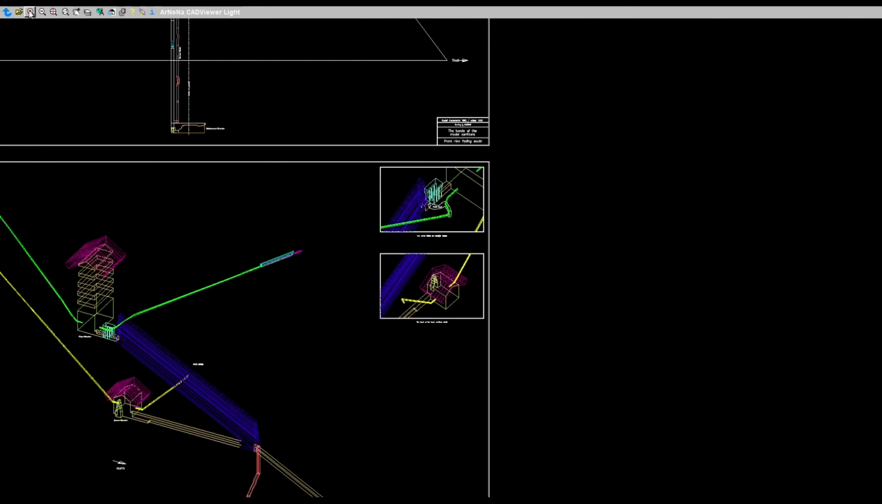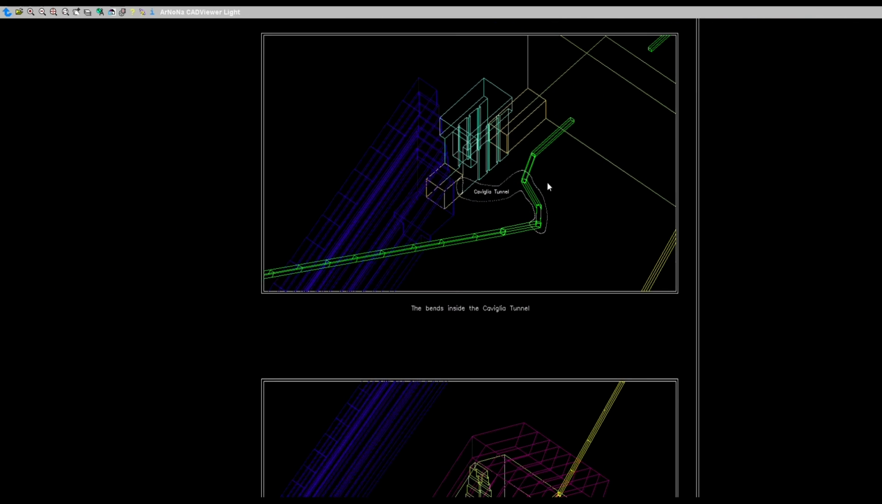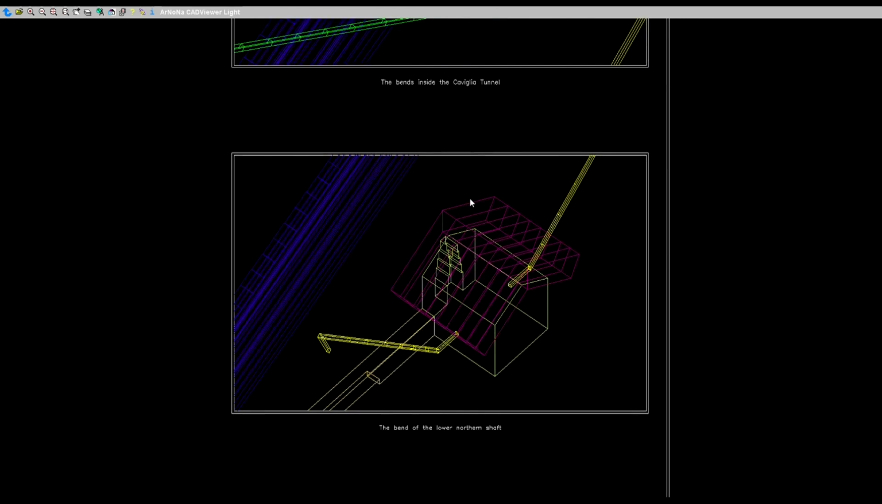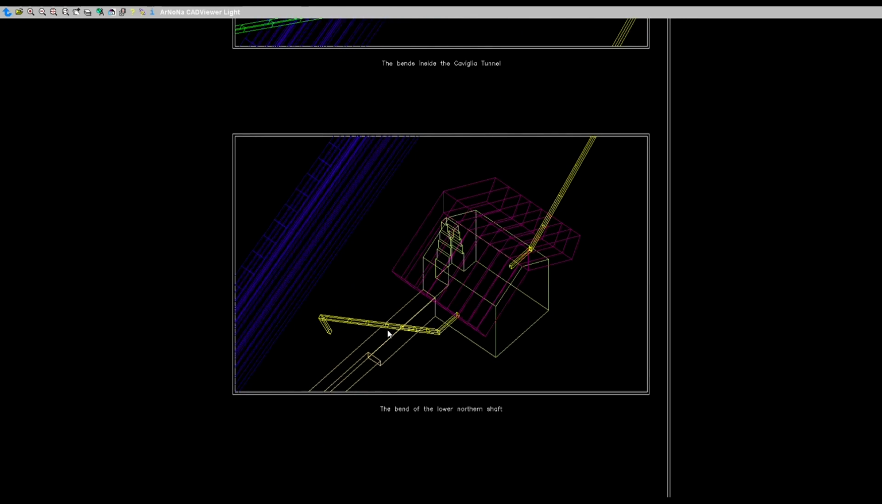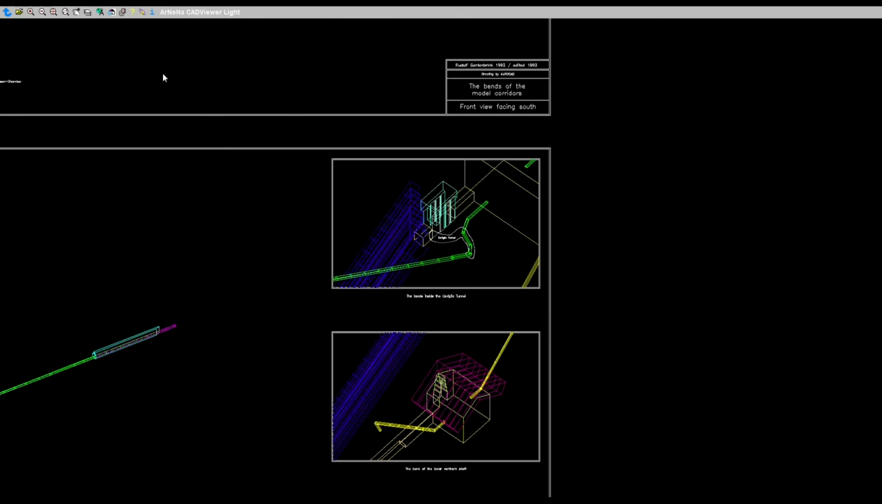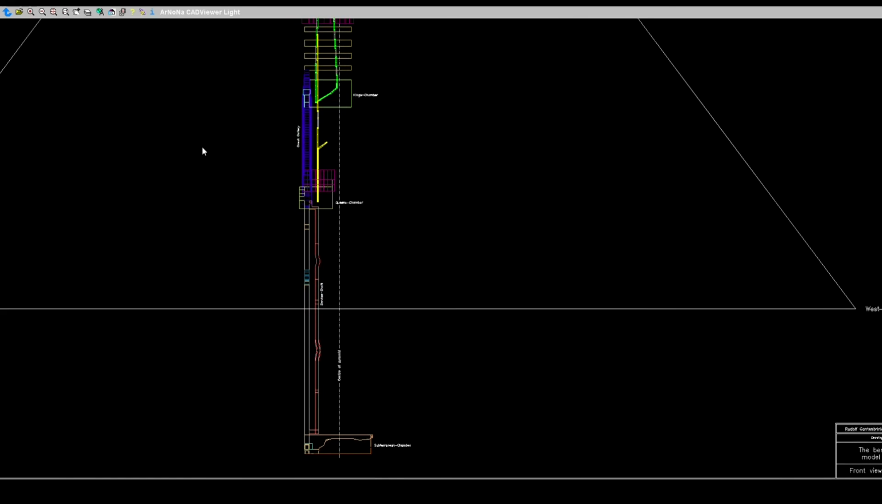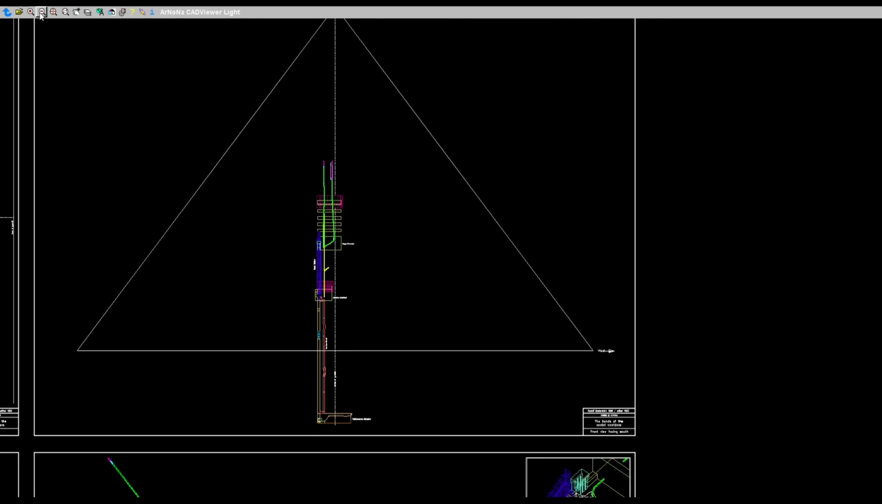This is the Caviglia tunnel, goes from the antechamber and dug through here, and then from here on he could see the sunlight, so he stopped digging. Here's the Queen's chamber, turns to the left. Here you can see the subterranean chamber, and this is seen from a different side view or front view.